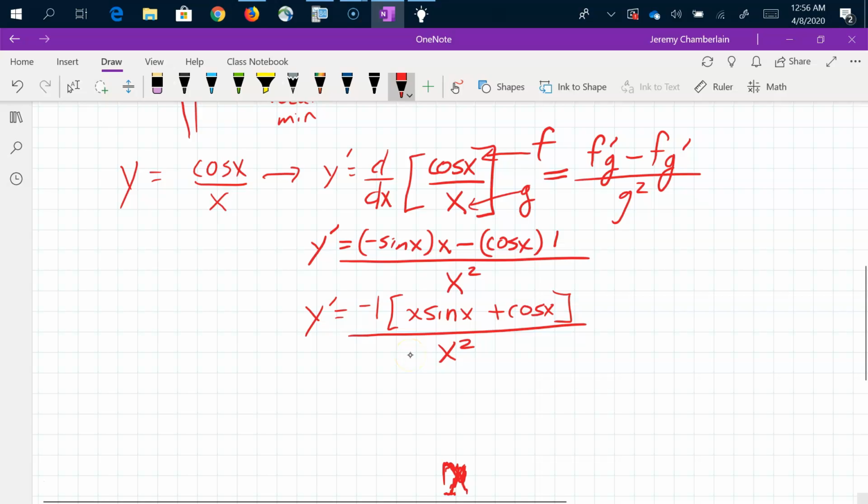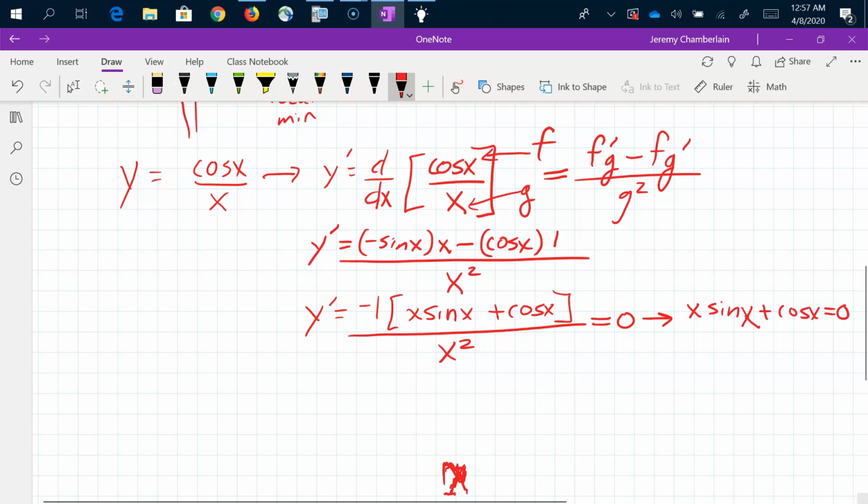Derivative, now I know that the denominator can't go to 0, but my original function wasn't defined at 0 either. So on the domain in question, we only need to look at the numerator and set this to 0, which we're trying to find: x sine x plus cosine x. Where does that go to 0?